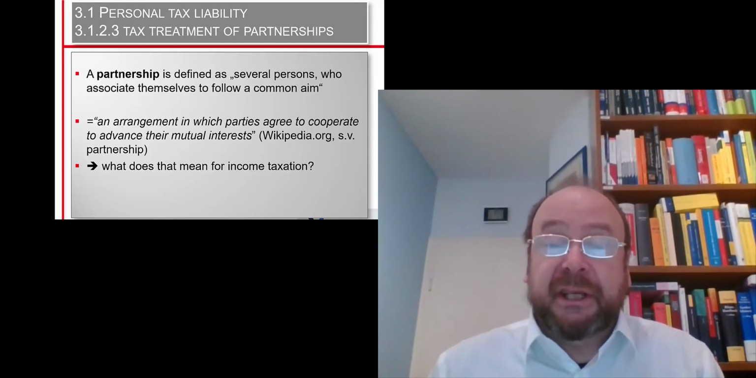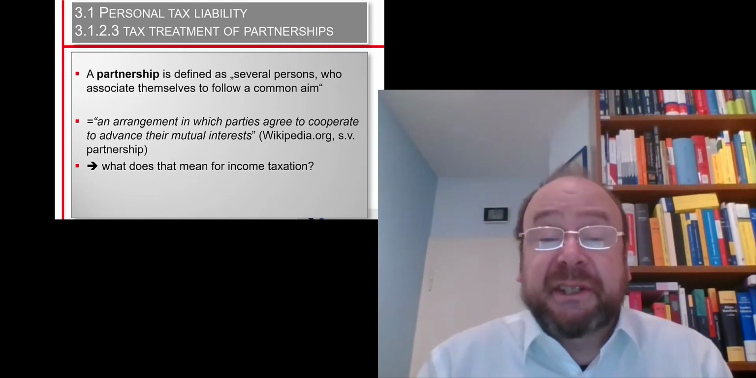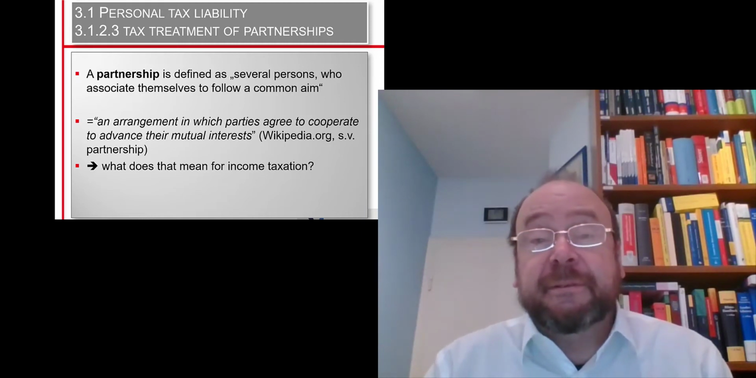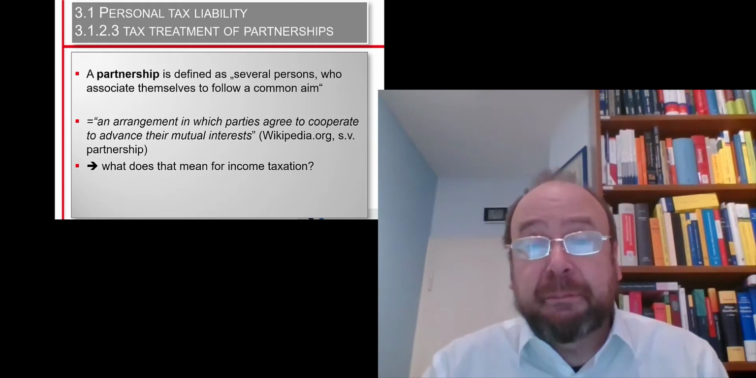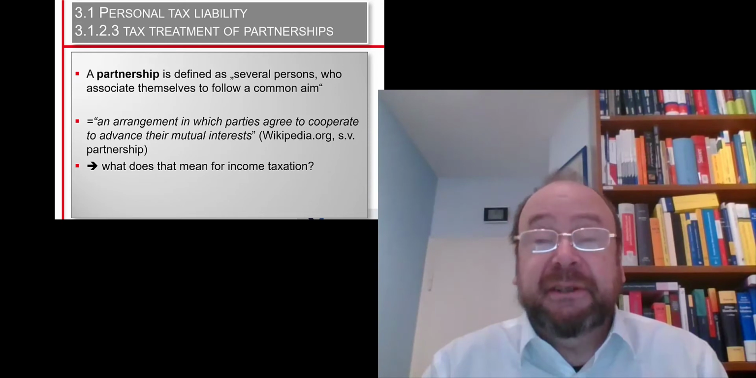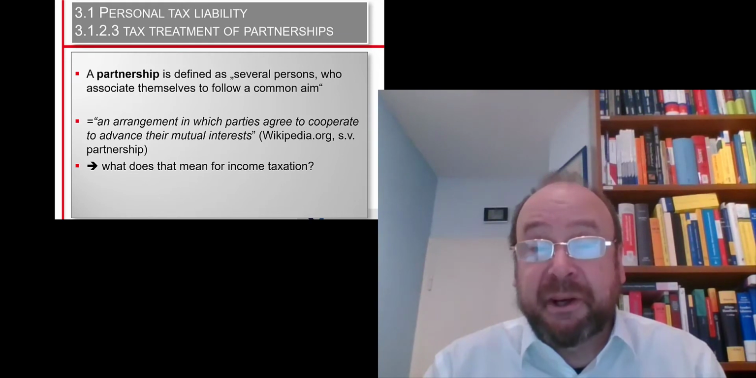Naturally, I told you again, a partnership is defined as several persons who associate themselves to follow a common aim. That's nearly the common understanding of most states. I cited here a Wikipedia definition, and this is sometimes nice to get a first impression.